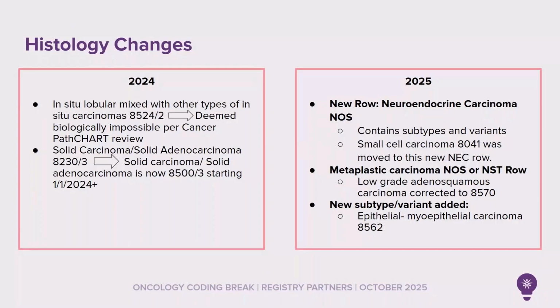For 2025, Table 3 was just updated a bit. There were new rows added for neuroendocrine carcinoma NOS with subtypes and variants, and the small cell carcinoma was moved to this new NEC row. Within the metaplastic carcinoma NST or NOS, the code for low-grade adenosquamous carcinoma was corrected to 8570, and a new subtype, a variant of epithelial myoepithelial carcinoma, 8562, was added to the adenomyoepithelial carcinoma row.